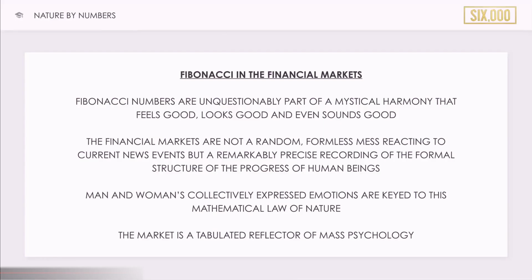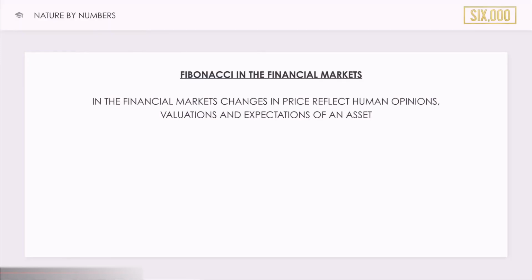When we went over fear and greed and the 14 stages of investor emotions, we can actually look at the market and identify those emotional-based trading cycles. And that is truly what we're measuring when we're trading harmonics. These structural formations, these wave formations, that is what they're measuring, is the trading behavior of market participants. In the financial markets, changes in price reflect human opinions, valuations, and expectations of an asset. And this can be any asset at all.